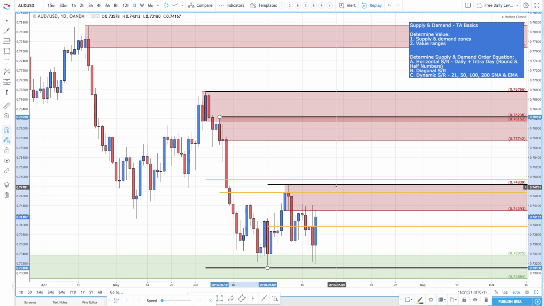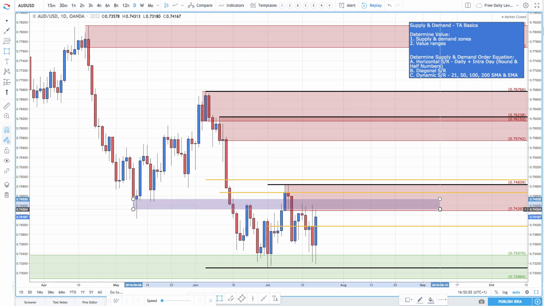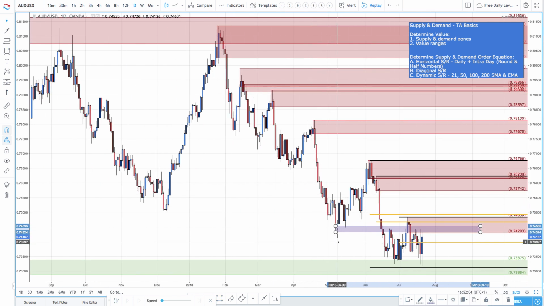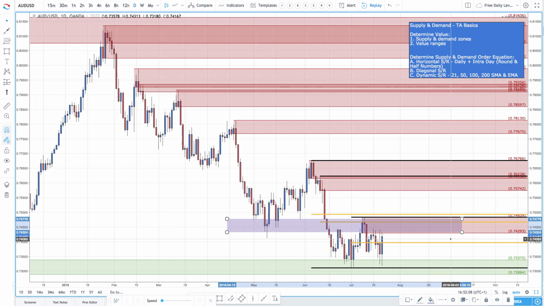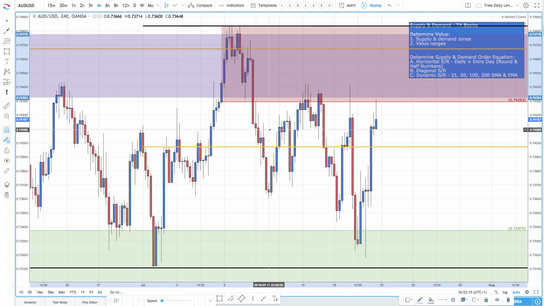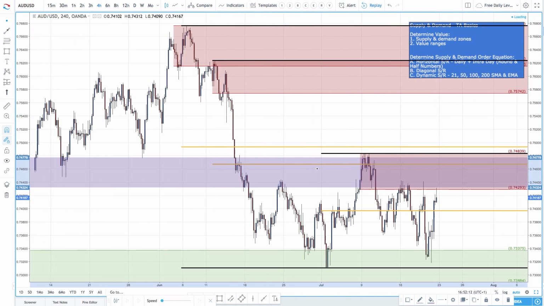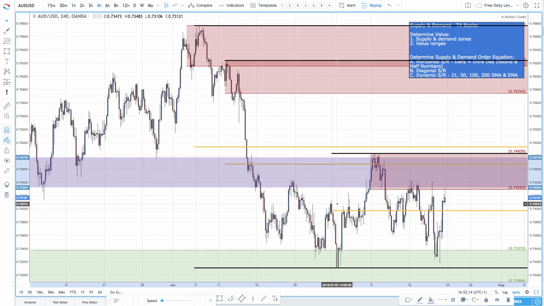So we've got fair value lining up, we've got a supply zone lining up, and then you just go down into your lower time frame, look for potential support and resistance zones. Right, that one might be a bit bigger, right? So yeah, maybe on an intraday time frame chart, let's look and see if we can see anything.